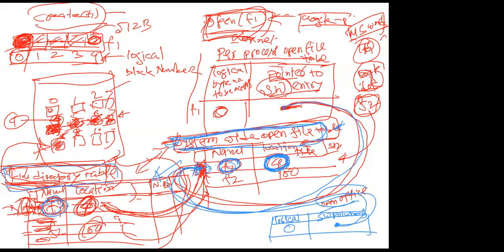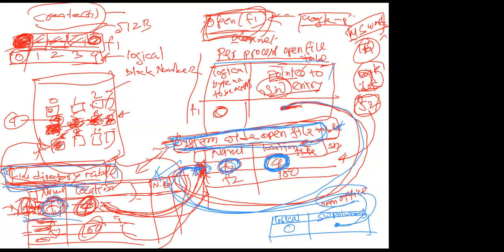Okay, so in summary, when you go for this open file call, it maintains two tables: one is the per-process open file table, and the other is the system-wide open file table. First, it will search whether this file is already opened by some other process. If it is open, then it is in the system-wide open file table, so it will point to this file location. If it is not, then it will take this data from the file directory table. Okay. Now let's see what the next step is.